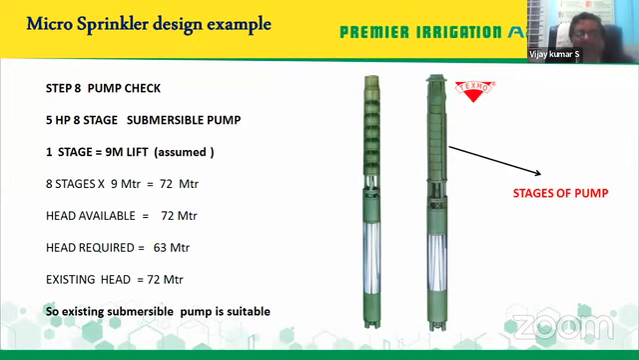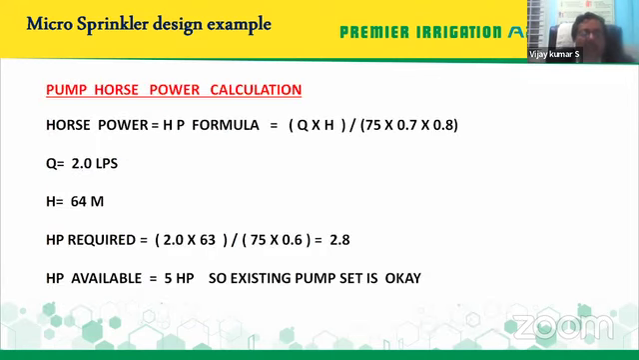Now, is it okay from the horsepower point? So let us do that check also. The formula to calculate the horsepower of any system is given by the discharge multiplied by the head divided by 75, which is a factor, multiplied by the efficiency of the pump and the efficiency of the motor.